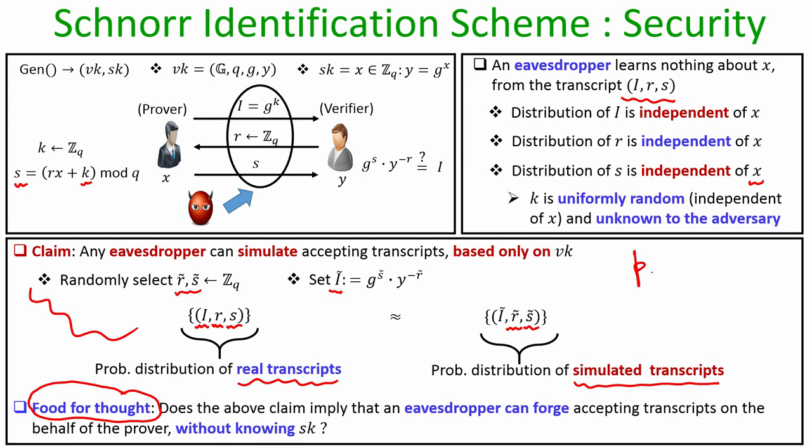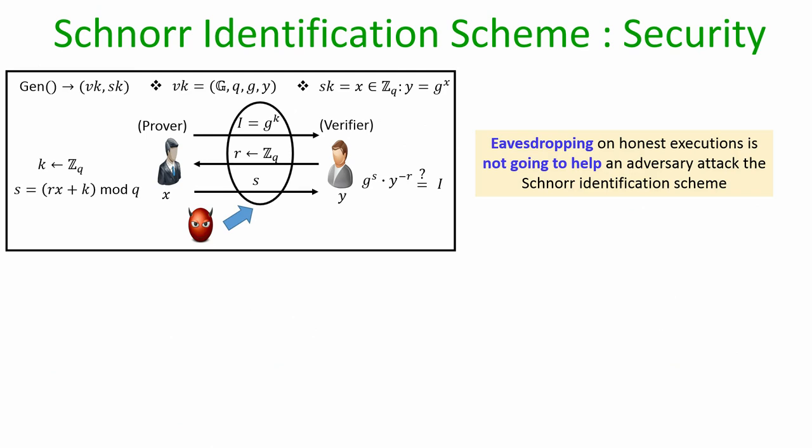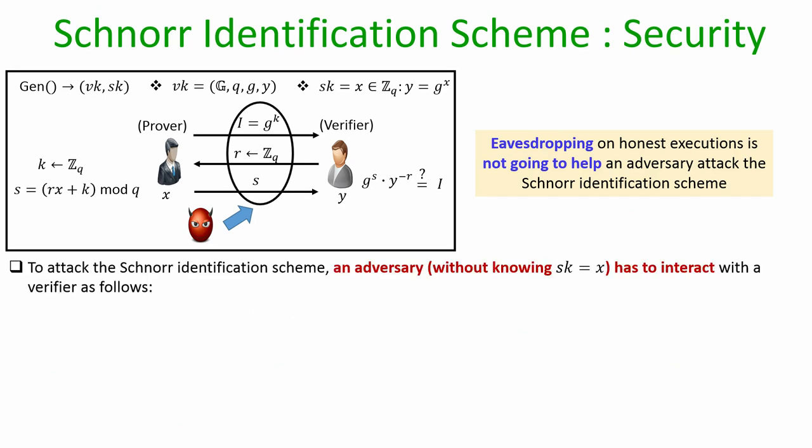But the probability that the simulated r value which the adversary is guessing in its mind well ahead matches the exact value of the challenge r which is going to be picked by the verifier is 1 upon the size of the Zq set, namely it is 1 upon q, and if q is sufficiently large, then this is a very small quantity, a negligible function in the security parameter. So, this simulation strategy is not going to help the eavesdropper to forge or break this identification scheme. So, what we have proved till now is that eavesdropping is definitely not going to help the adversary to break the security of this Schnorr identification scheme.